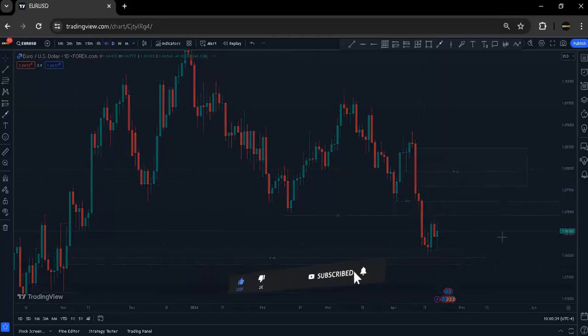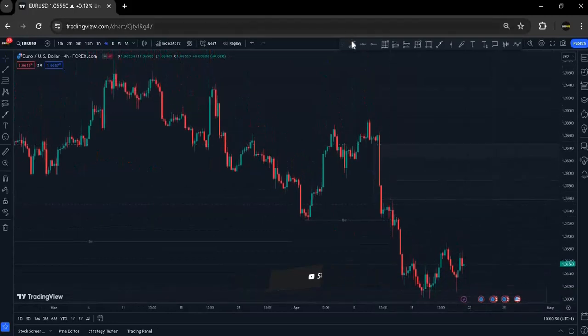And on the 4 hour I mark a break of structure. As you can see, the break of structure left the breaker block that's within the daily fair value gap, or the weekly rather.